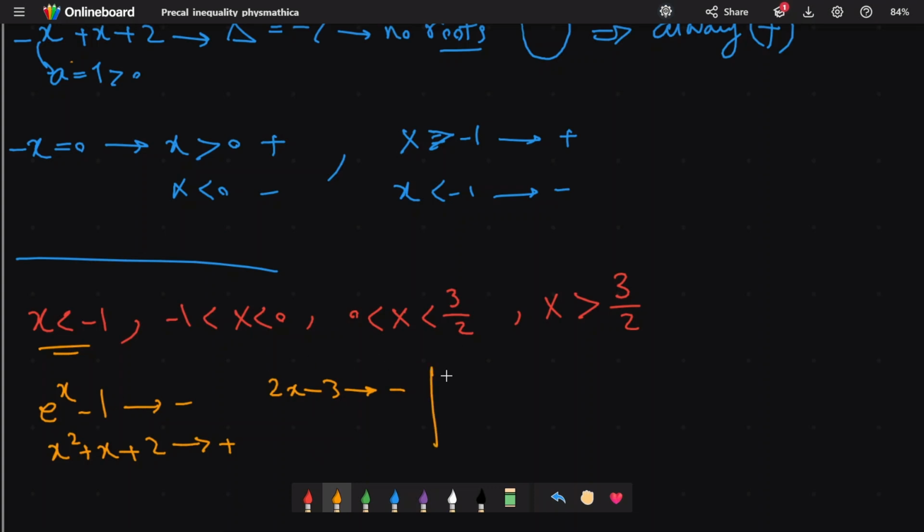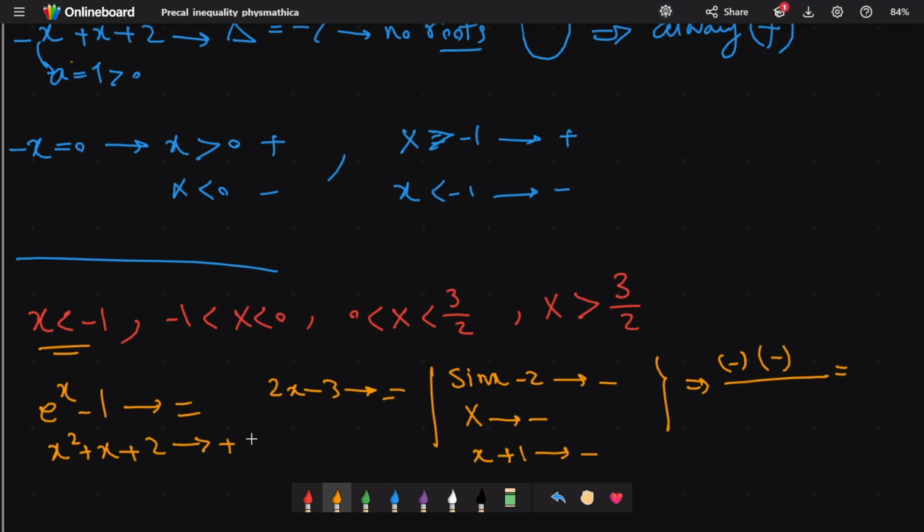And for the denominator, if you take a look at it, we said that sin x minus 2 is always negative. For x, when our x is less than minus 1, this is negative. And then for x plus 1, this is also going to be negative. So if I now bring all of this together and take a look at the sign values, I'm going to have a negative value, another negative value, two negative values and one positive here, and then three negatives in the denominator. So this is going to be positive over negative, which is negative.